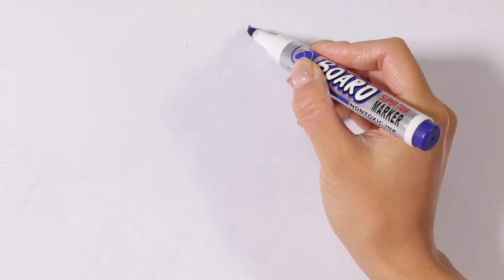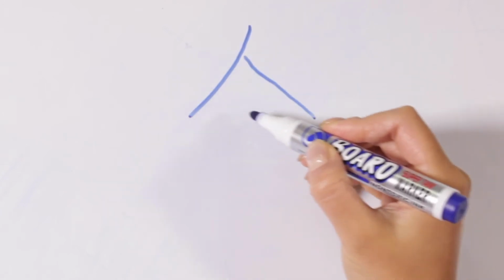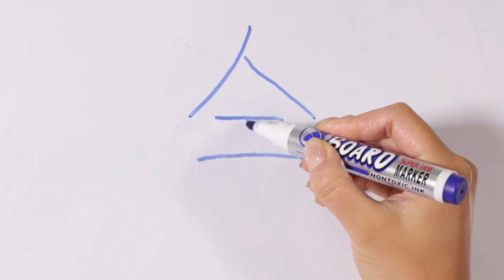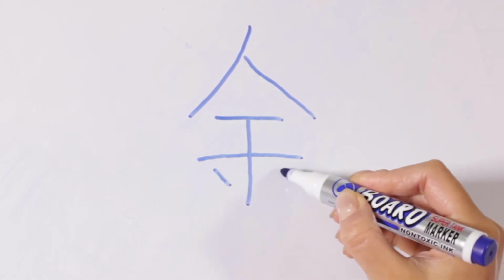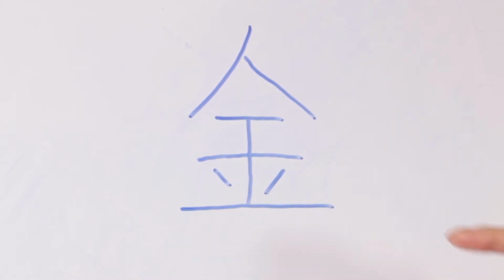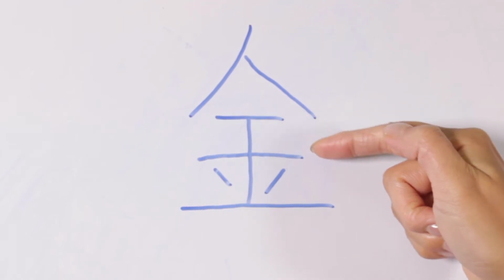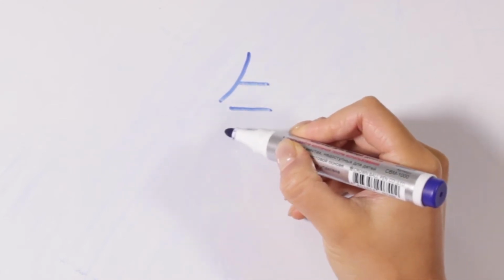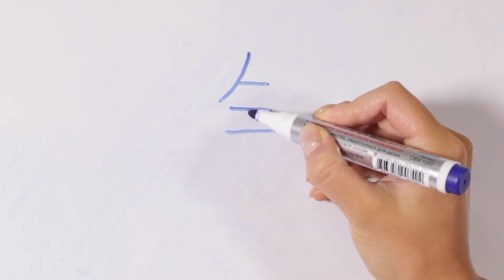Now let's look at how we draw it. Let's draw metal. 1, 2, 3, 4, 5, 6, 7, 8. And as we see, each stroke is longer than the previous one. So let's draw the metal form which we see only on the left. 1, 2, 3, 4, and 5.